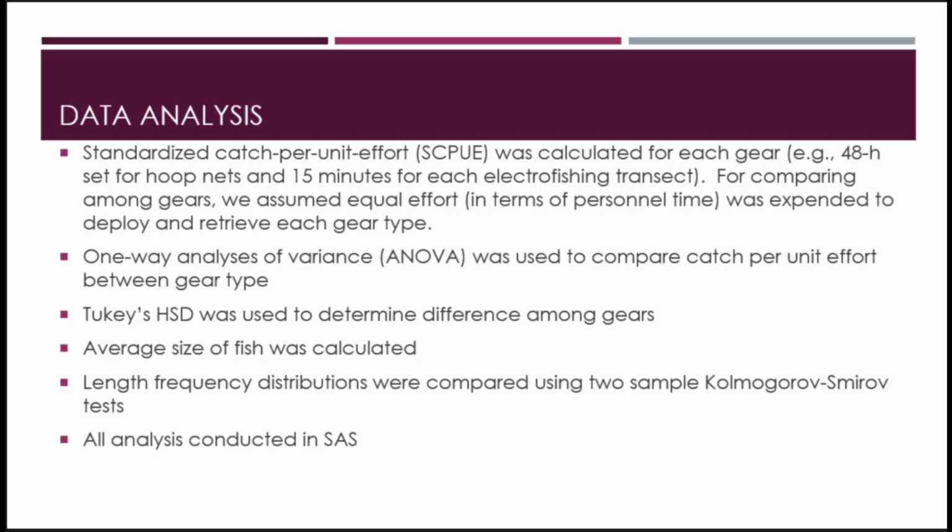And for all of our analysis we did an ANOVA to compare all the catch rates. And then further, we did a Tukey's honestly significant differences test to assess those pairwise differences. We did average length of the fish, and then length frequencies were compared using a Kolmogorov-Smirnov test. And for all you old guys, we did everything in SAS.